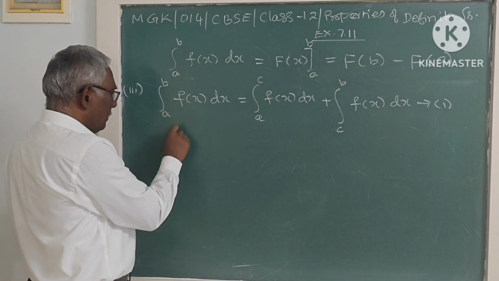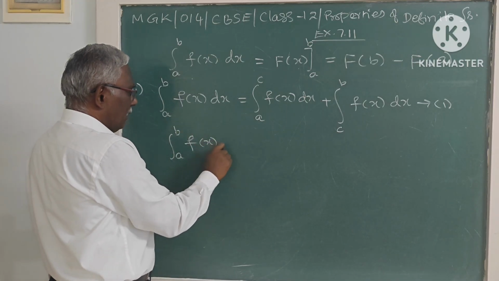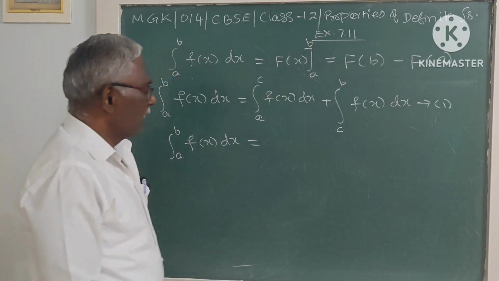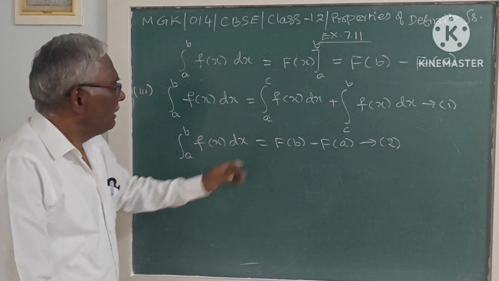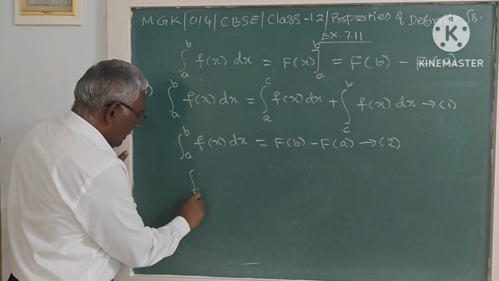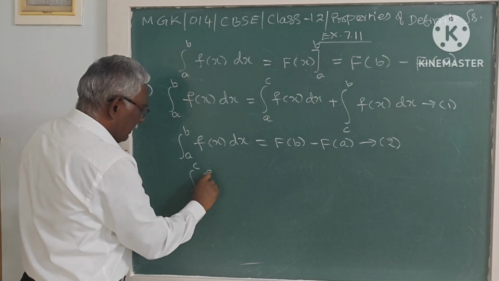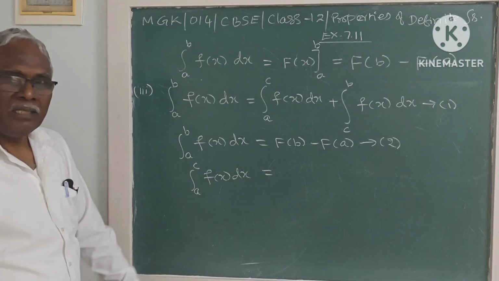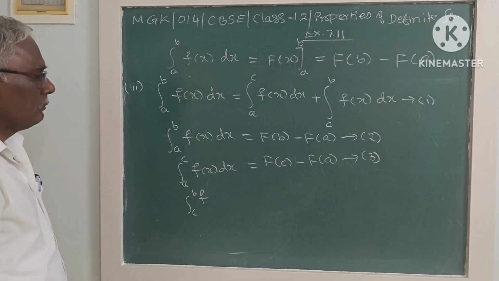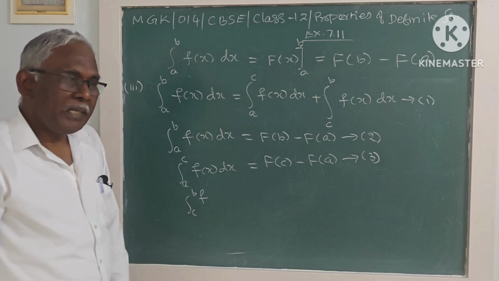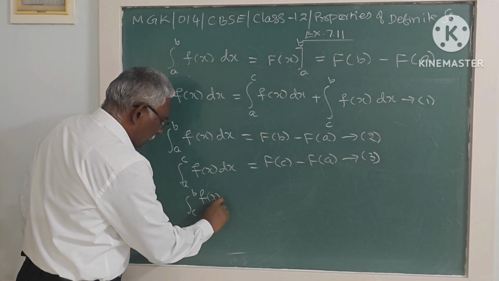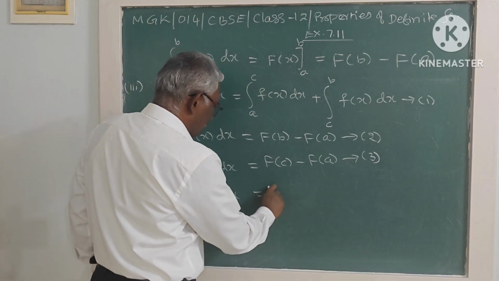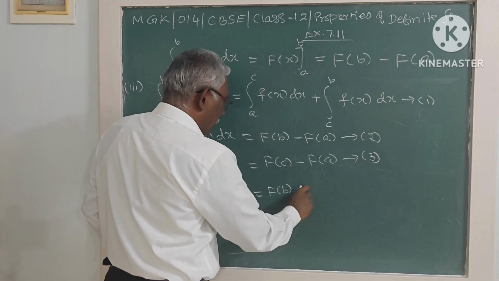Now, what is integral a to b f of x dx? This is nothing but F of b minus F of a. And what is integral a to c f of x dx? This is F of c minus F of a. Integral c to b f of x dx is F of b minus F of c.